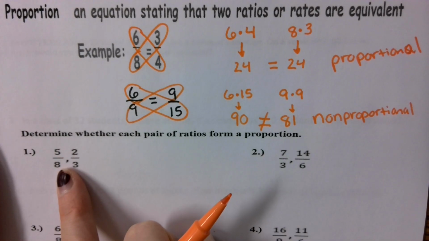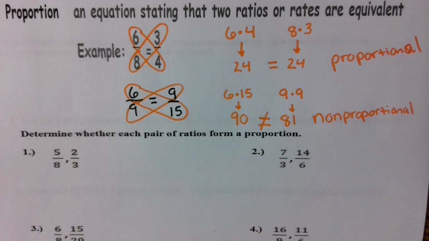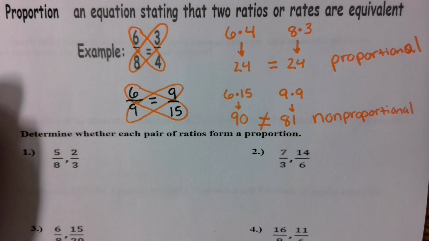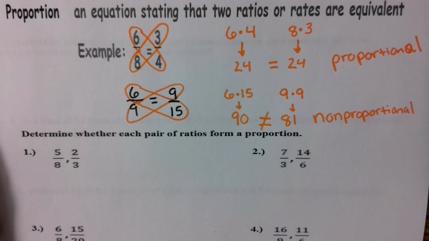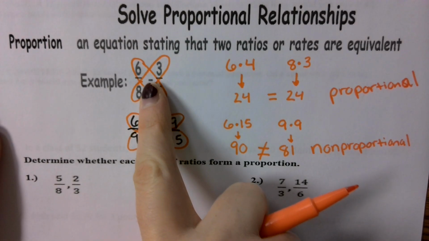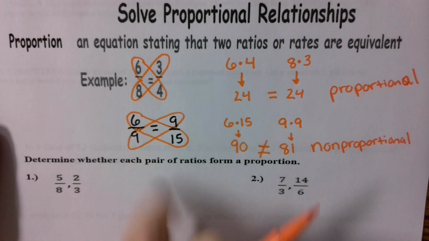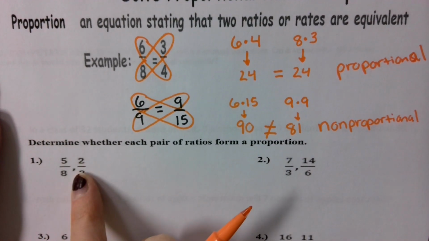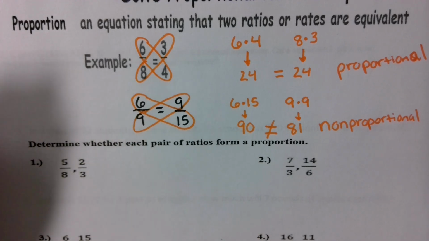We have 5 over 8, and we have 2 over 3. So again, we are multiplying the diagonals. What's one set of numbers that I'm going to multiply here? Corey? Okay, so we're looking at the diagonals. Diagonal to each other. See, I multiplied 6 times 4. I multiplied 8 times 3 here. Yeah, 5 times 3 and 8 times 2. Not 5 times 2, not 8 times 3.